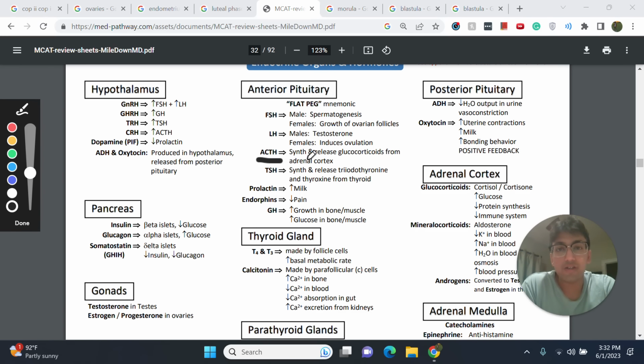ACTH is responsible for synthesizing and releasing glucocorticoids from the adrenal cortex. So ACTH, we'll see, is responsible for causing these things in the adrenal cortex. TSH, remember, TRH over here promotes the production of TSH in the anterior pituitary, which then synthesizes and releases triiodothyronine, I've never known how to say these things, and thyroxine from the thyroid.